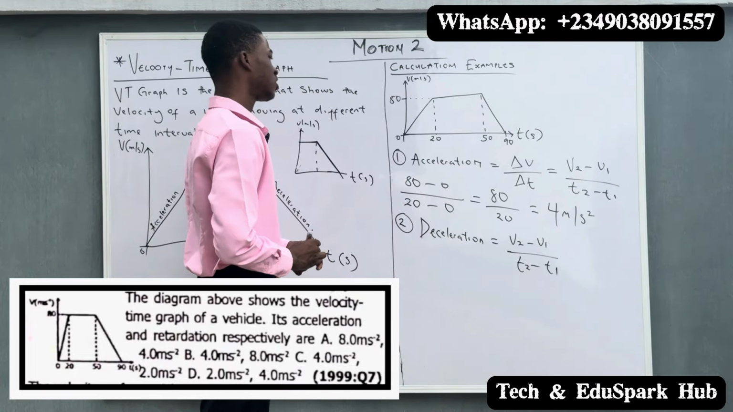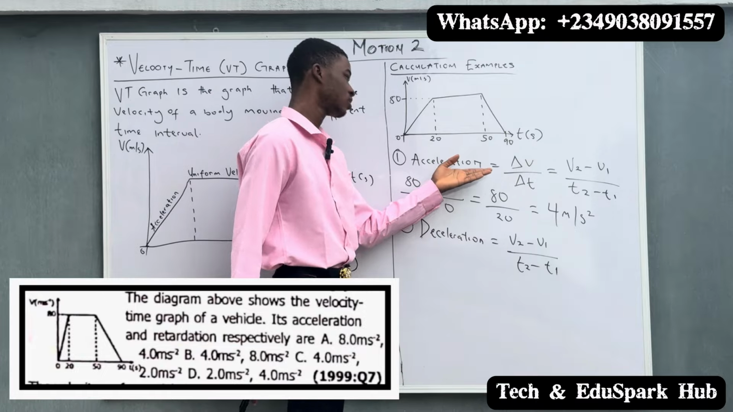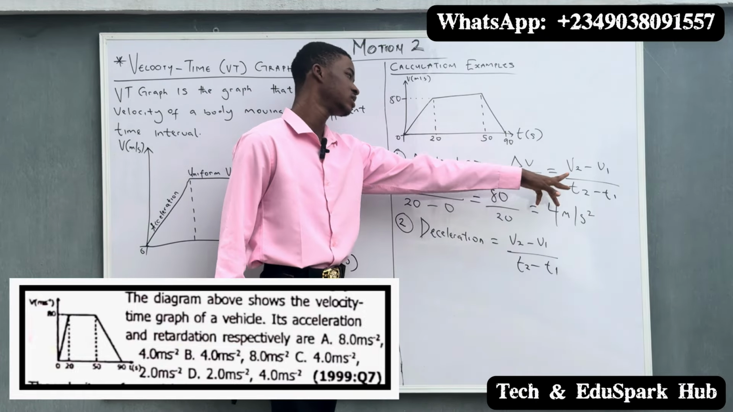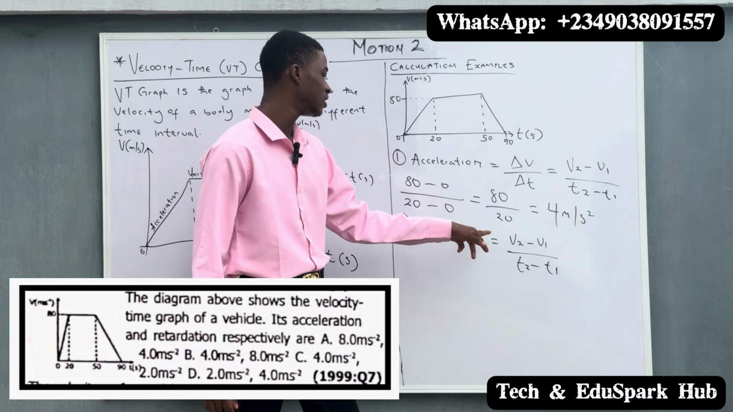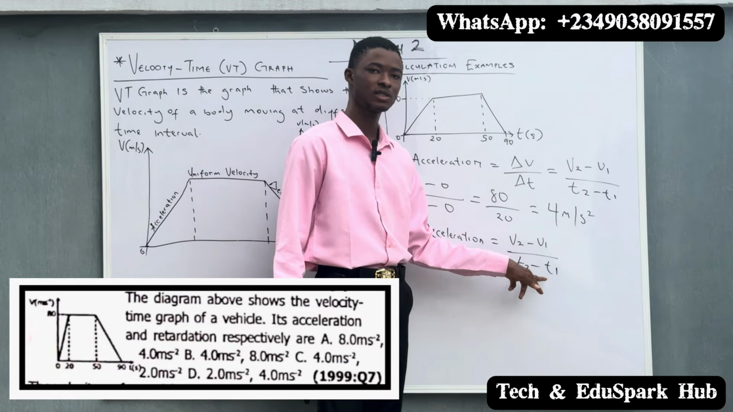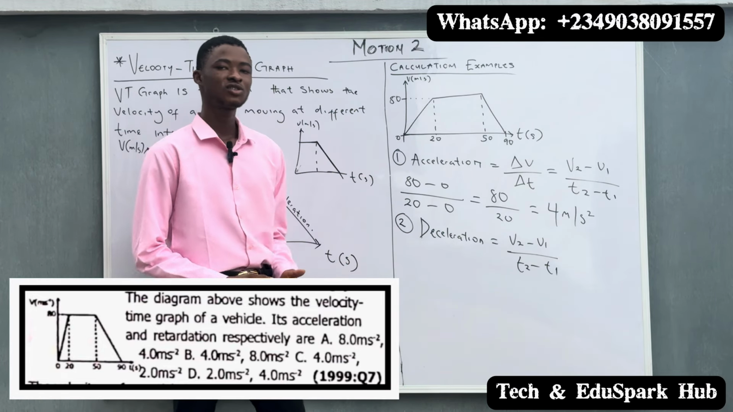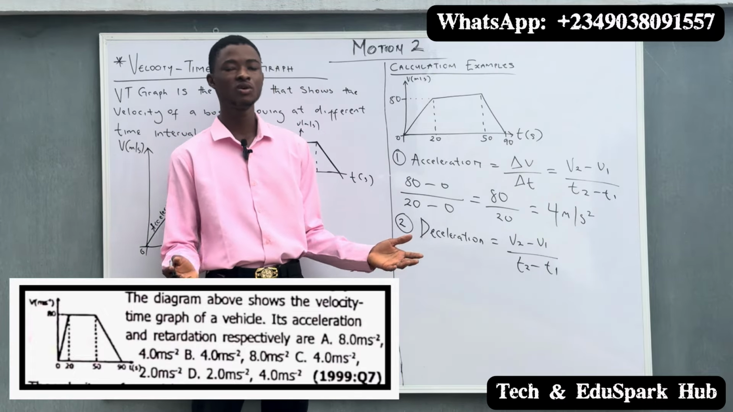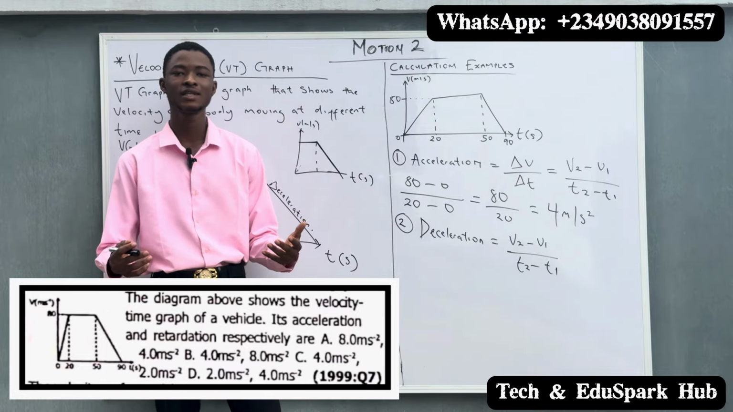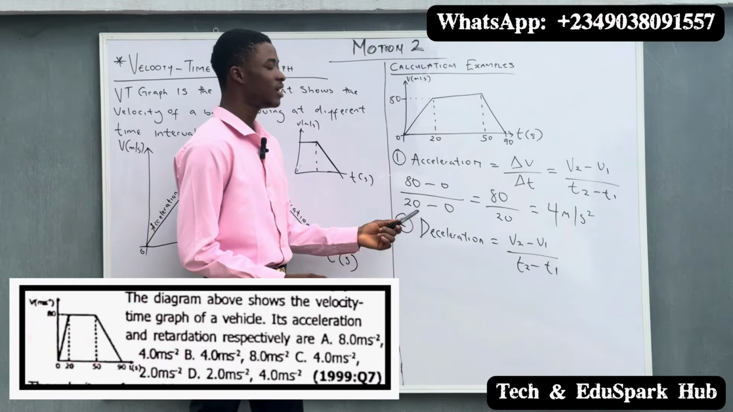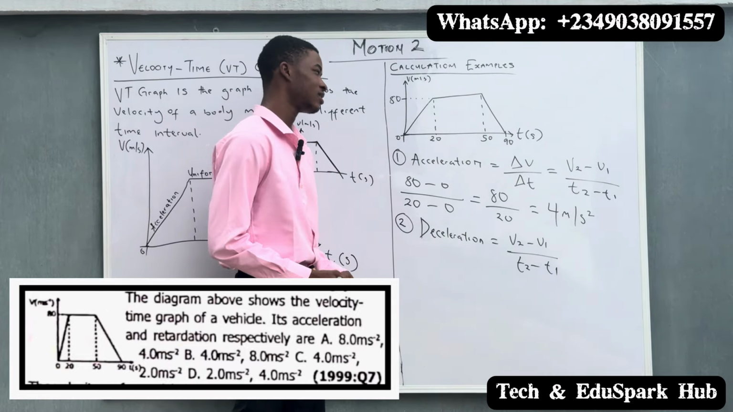Remember that deceleration is also the same thing as what? Acceleration. So we have change in velocity over change in time, which will give us V2 minus V1 over T2 minus T1. And that is why we have V2 minus V1 over T2 minus T1 here, because deceleration is the same as acceleration, the only difference being that when you calculate deceleration, you are going to get a negative acceleration.